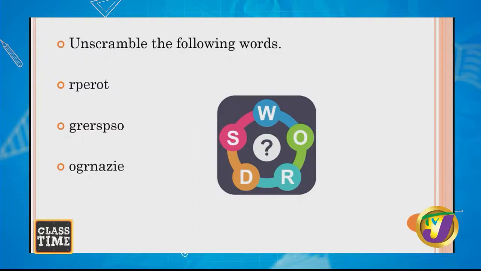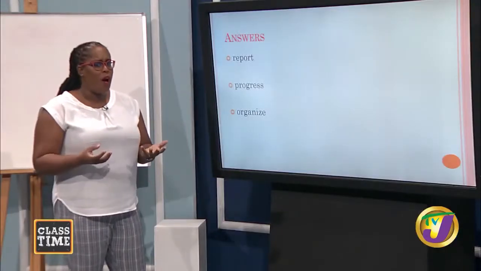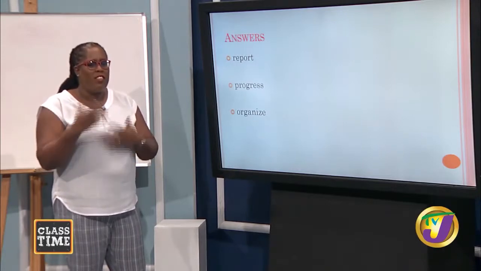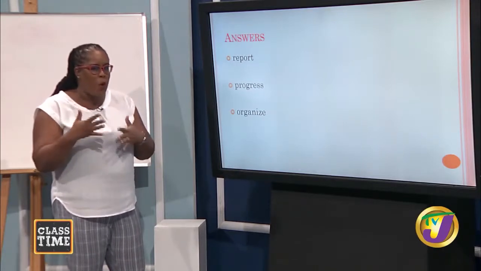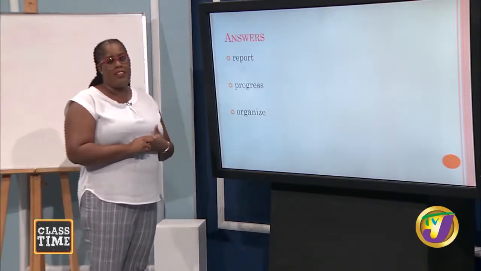All right, ready? Let us see how many of them you were able to decipher. Answers, right? First one, report. Second one, progress. Third, organize. How many of them did you get correct? Did you get all 3? Did you get 2? Did you get 1? Not a problem, because we're learning, and this is just an activity to get your minds going, your brains going a bit. All right. So we're moving on to the actual lesson now.